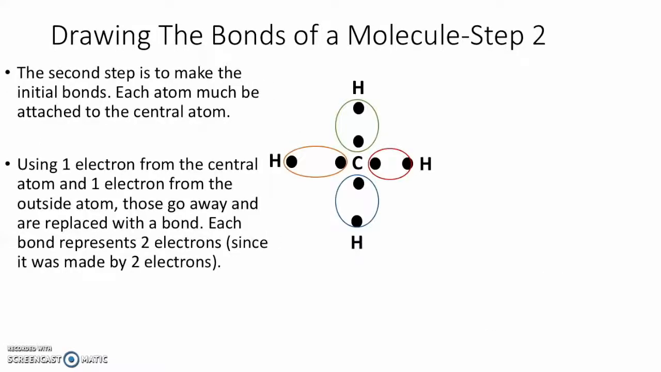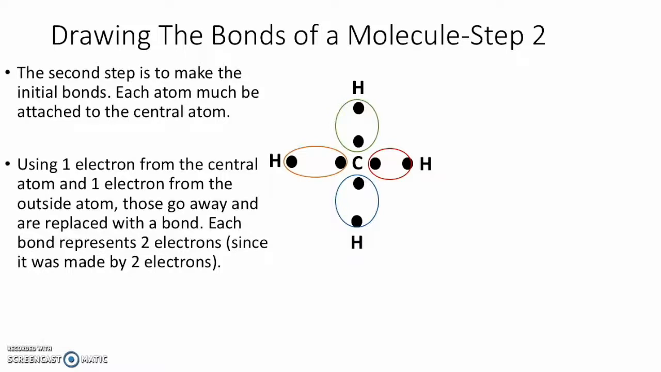Step 2 now is to make the initial bonds. Now, of course, a molecule is atoms bonded together. If the atoms weren't bonded together, then we'd have free-floating atoms, which is not really a molecule. So how do we do this? So each atom must be attached to the central atom. So to be clear, each atom that's around the central atom must be attached to the central atom.